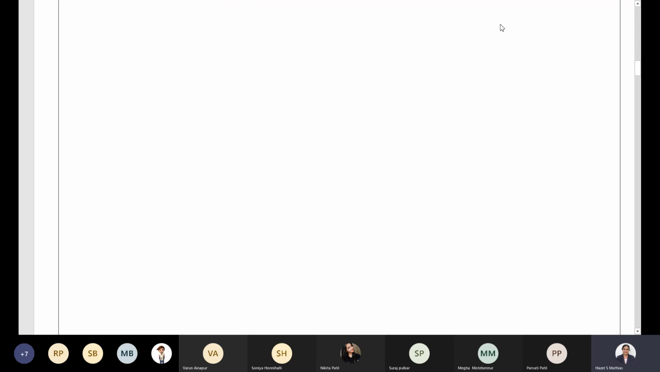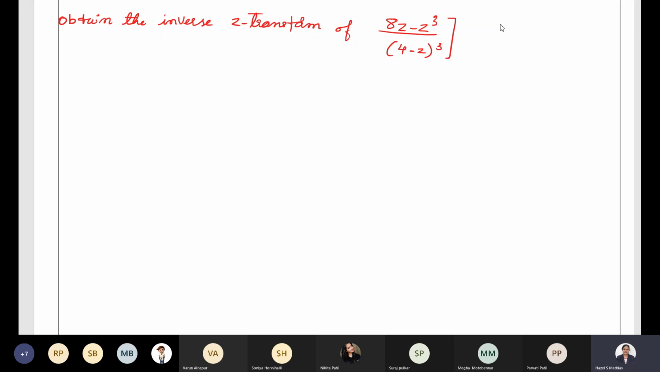So we have discussed a few questions in the previous class. Let's continue with the remaining examples in today's class. Obtain the inverse Z transform of 8Z minus Z cube divided by 4 minus Z whole cube. This question is given because yesterday we were discussing finding inverse Z transforms using the method of partial fractions. Already I have discussed a few more questions, so this question also we need to solve using the method of partial fractions.